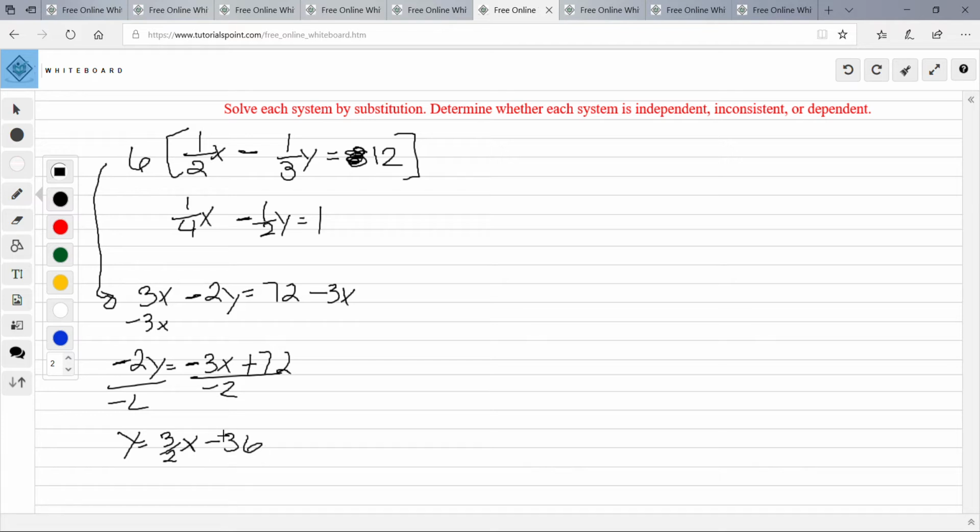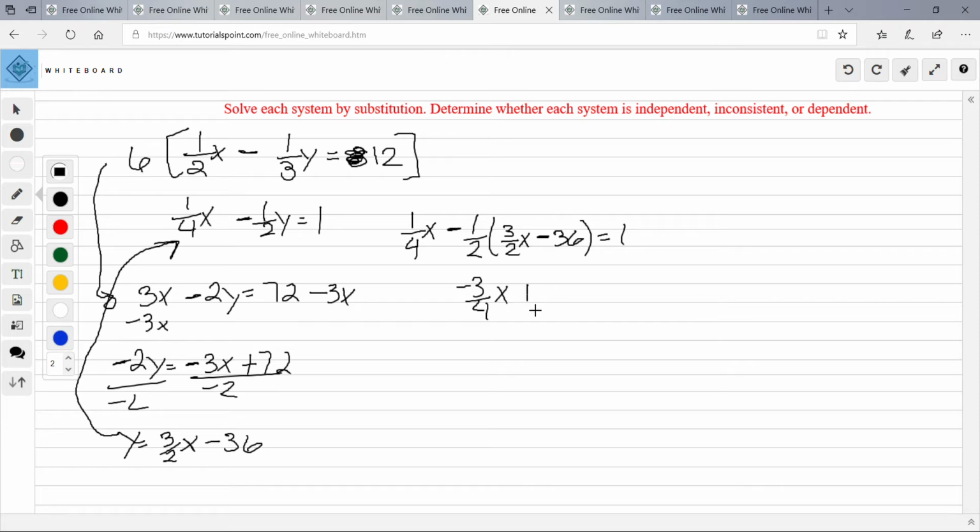Now what we're going to do is substitute that into the second equation. Wherever there's a y, you plug in that. So it's going to be 1/4 x minus 1/2, and then the y is 3/2 x minus 36 equals 1. So if you distribute, this is going to be negative 3/4 x plus 18. Bring down this 1/4 x equals 1.